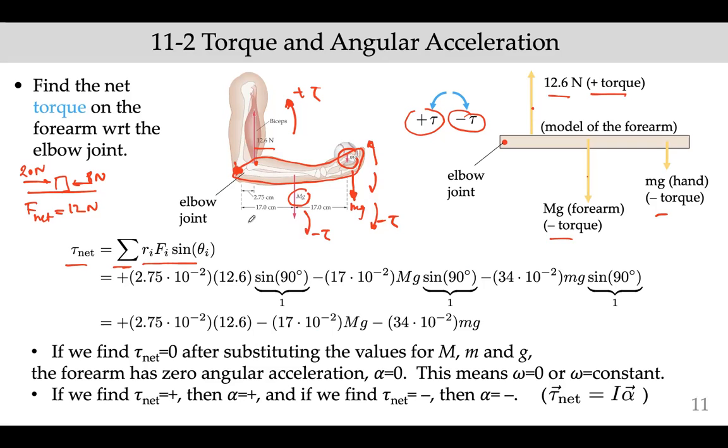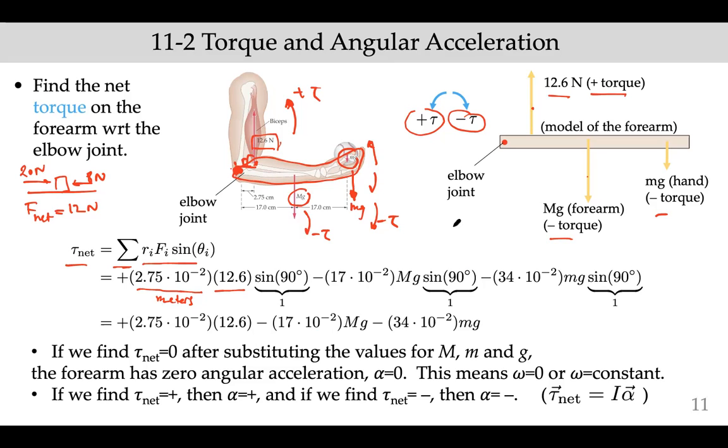Let's start with the force applied by the pull from the bicep. It's this one. The force is 12.6, and the distance to the elbow joint, the point that I calculate torque for, is 2.17 centimeters. I have to multiply it by 10 to the negative 2 to convert it to meters. Now it's in meters. What is the angle between this radius, R, and this force? Well, it's 90 degrees, and sine 90 degrees is 1.